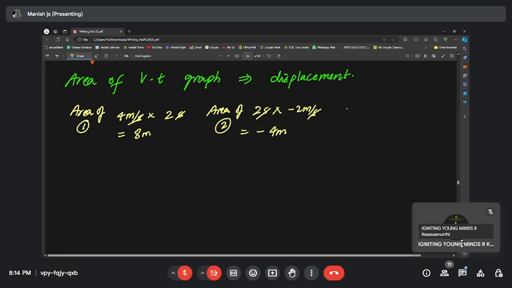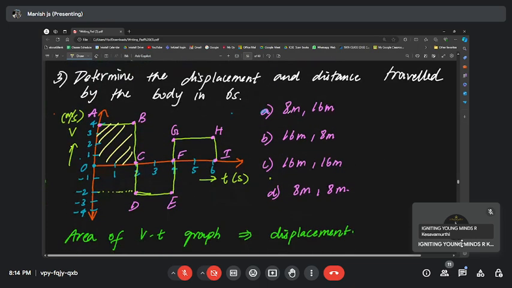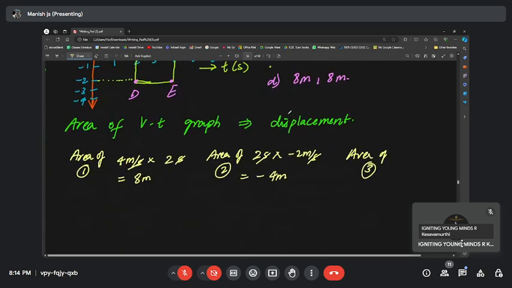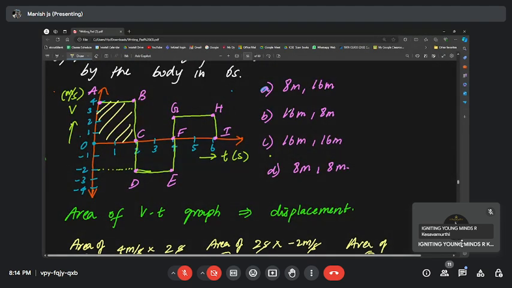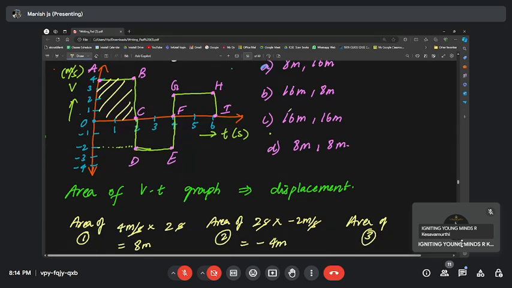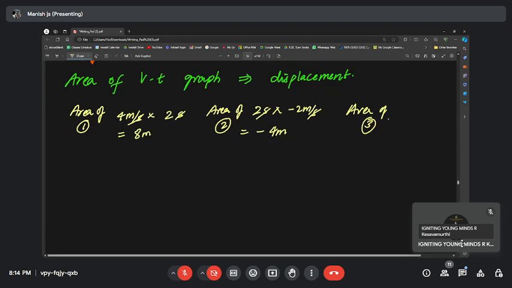Minus 4 meters. Same way, area of region 3. You calculate that also. Again, you are going to get minus 4 only, right? Because it is again 2 meters per second into 2 seconds. Will you say minus 2 meters per second? Because it is on the positive side, not minus, plus, right? Because it is above. So you will get this time the same value, but on the positive side, which is plus 4 meters. How plus 4 meters?